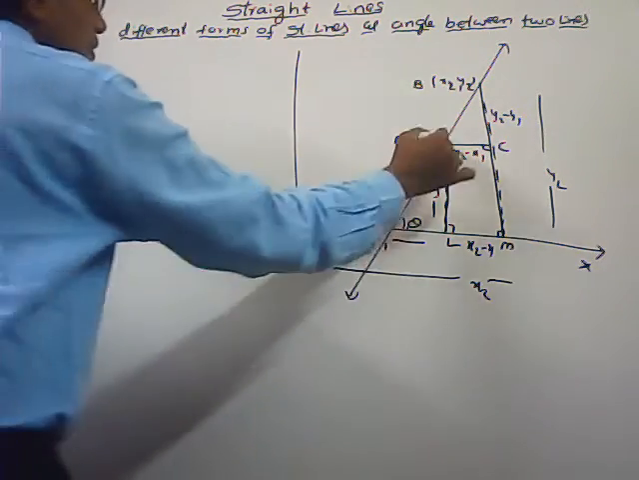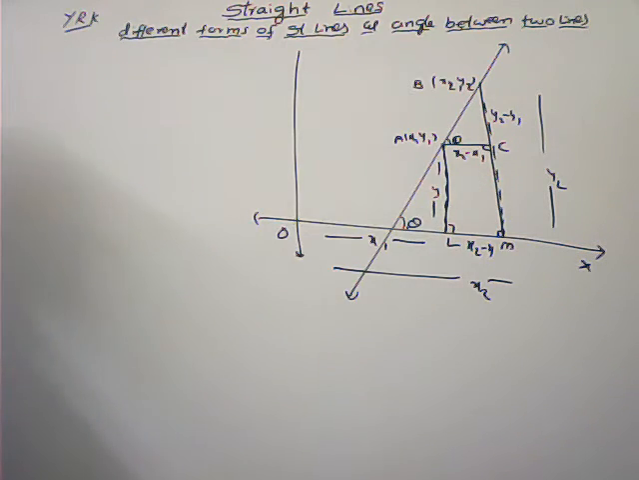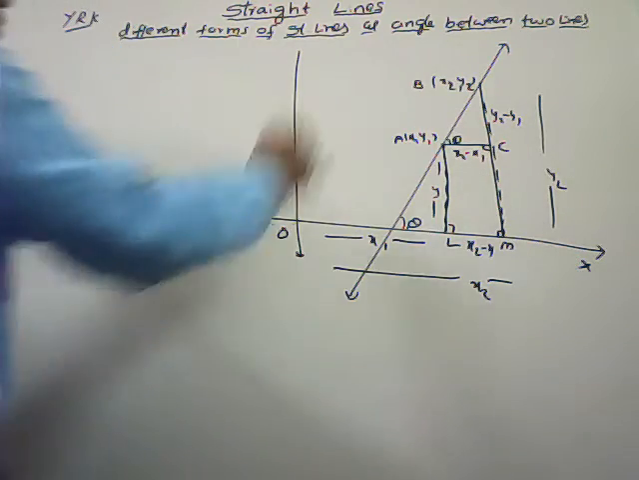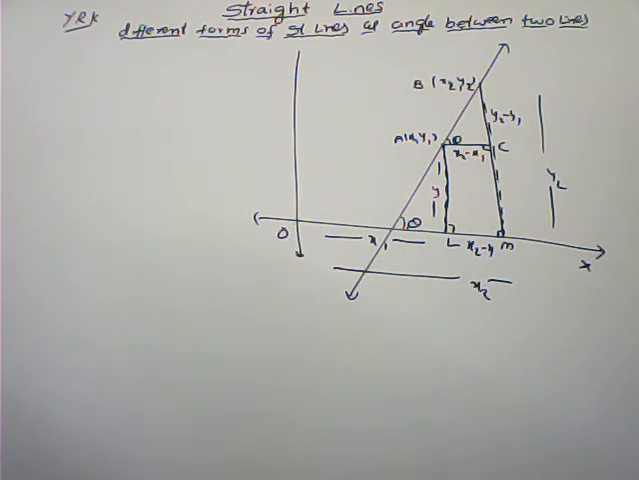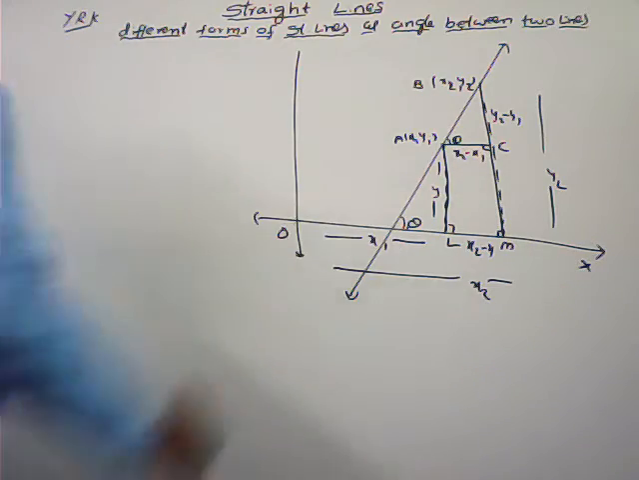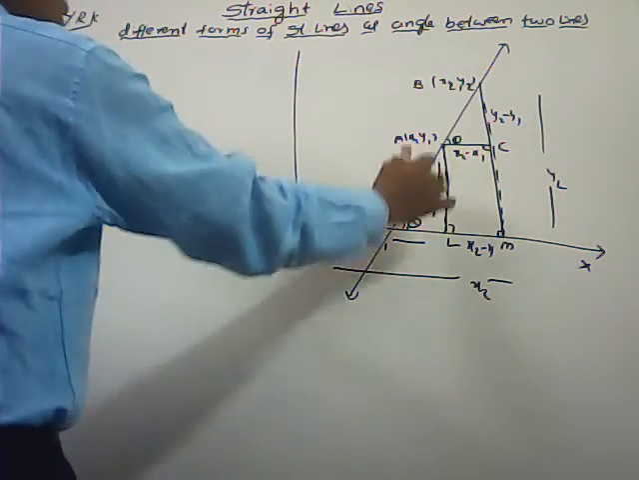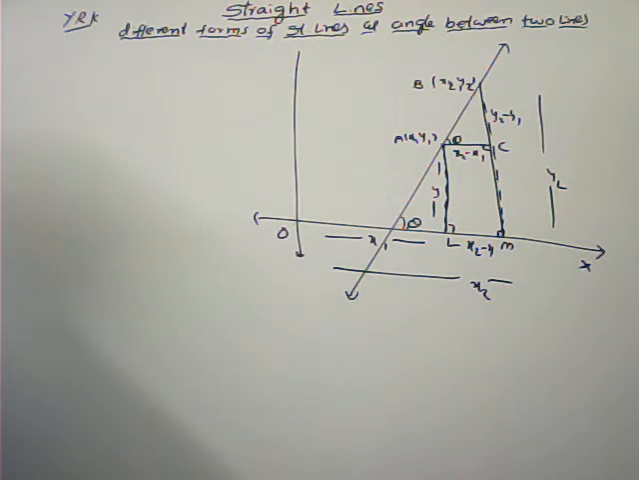If this angle is theta, this is also theta. Why? Because AC and x-axis are both perpendicular to the same line BM, so both are parallel lines. These two are corresponding angles. If two parallel lines are intersected by a transversal, then a pair of corresponding angles are equal.